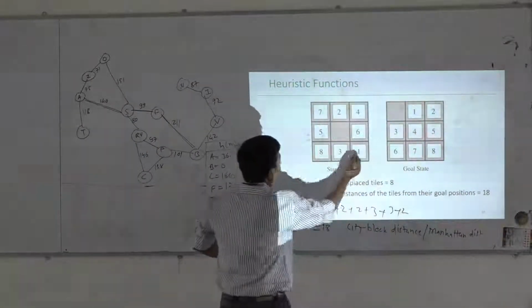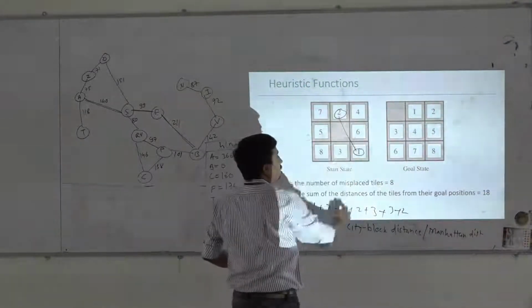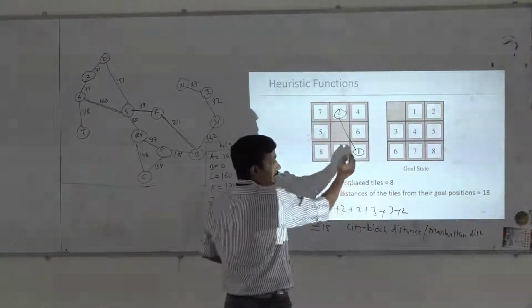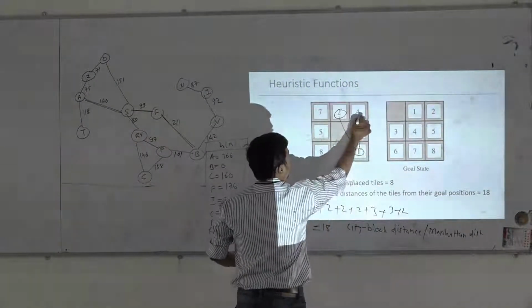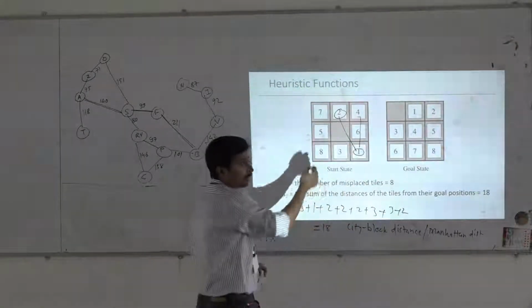Consider the distance between this point and this point. Euclidean distance is the direct distance, right? Straight line distance. But city block distance allows only moving in the vertical direction and horizontal direction. So it is 3 blocks away.